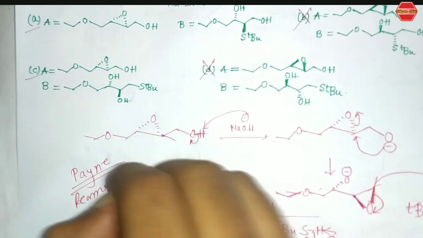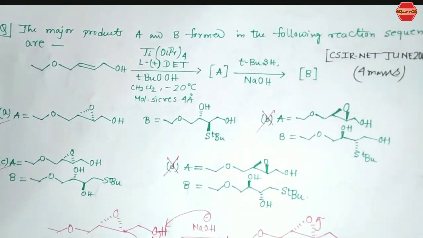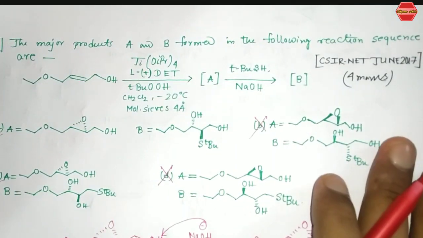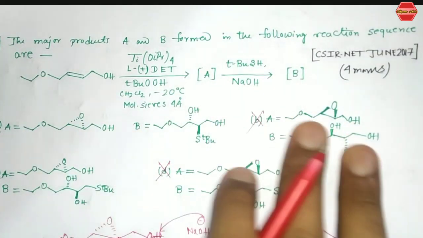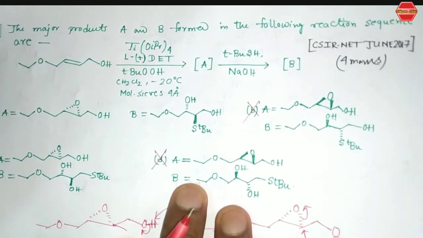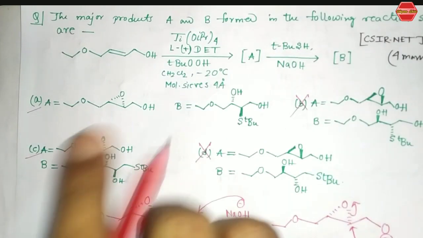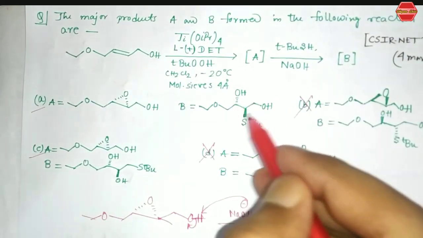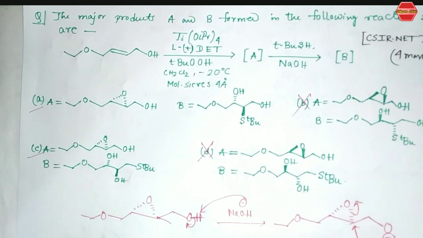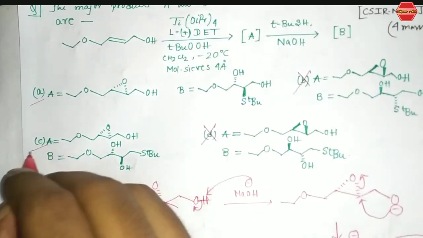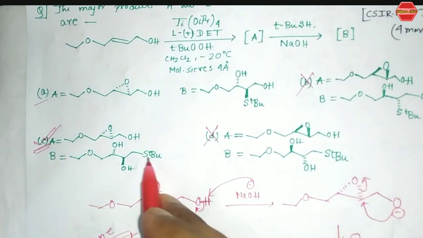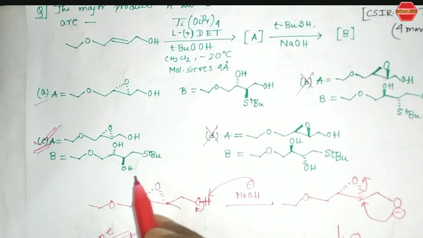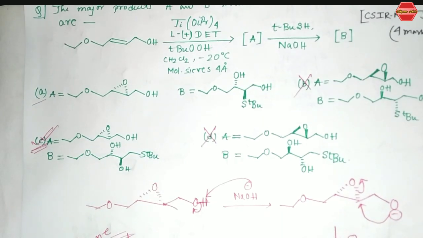Okay, now see, you have to know two different types of name reaction, that is Sharpless Asymmetric Epoxidation and Payne rearrangement. Then you can answer this overall question. Okay, now see the answer. This OH is on the back side, and this tertiary butyl group is on the above side, so this is not our option. The remaining option, that is option C, has this OH on the upside and this tertiary butyl group in plane. Okay, so this is our overall Sharpless Asymmetric Epoxidation.